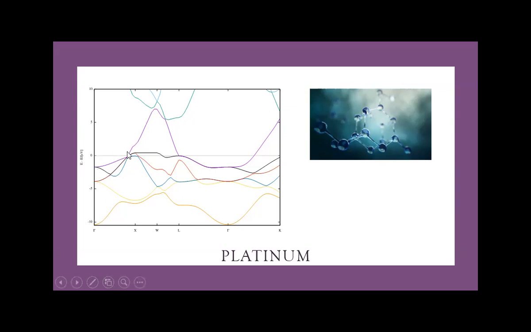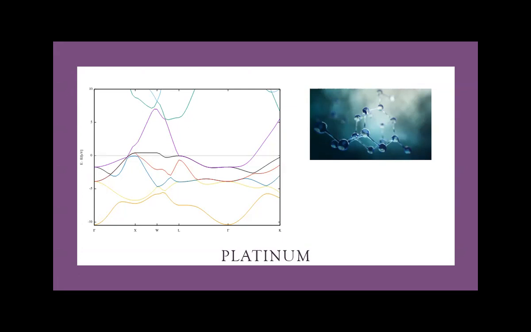So if we look at this one, this is platinum, this is a metal. You see that there's no band gap. Like for instance, this purple line continues here all the way up to here, and then it comes down again. So that means that there's no band gap. There's electron states everywhere. And that's what makes this a metal. Does that make sense? There's no band gap. Electrons can live at whatever energy. Make sense?